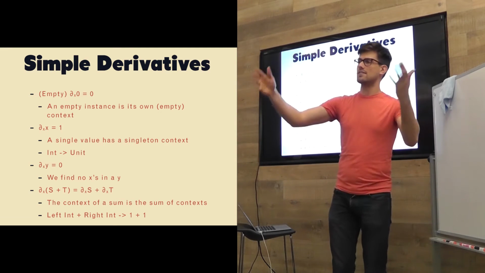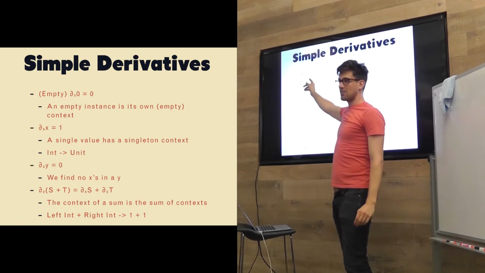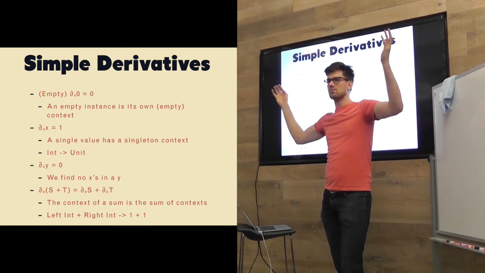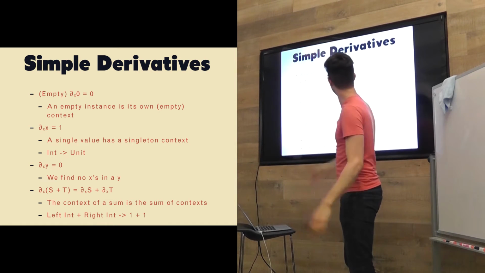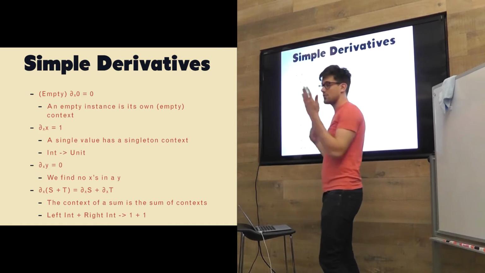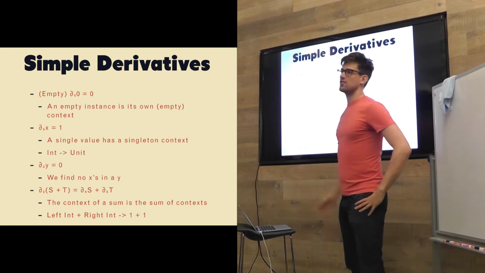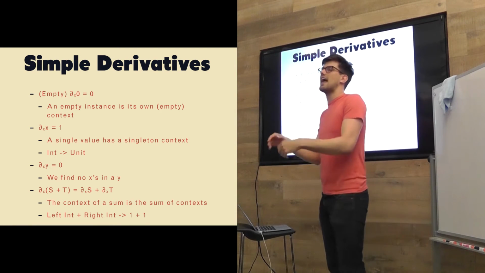What does it say about types? Well, it says, where can we find an x in an empty type? Where are x's? Nowhere, they're not there. So the answer to an empty instance is its own empty context. Great. Okay, where can we find x's in a singleton or something like that? Where can we find x's in leaf?